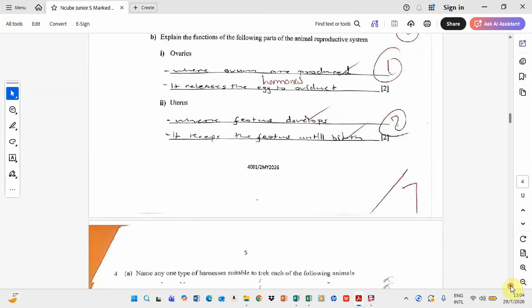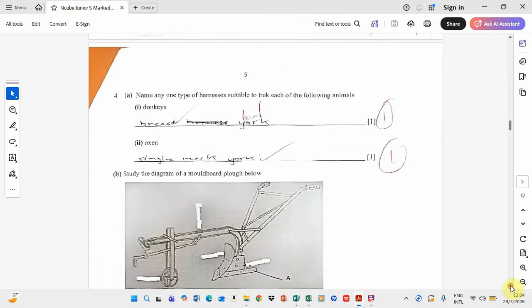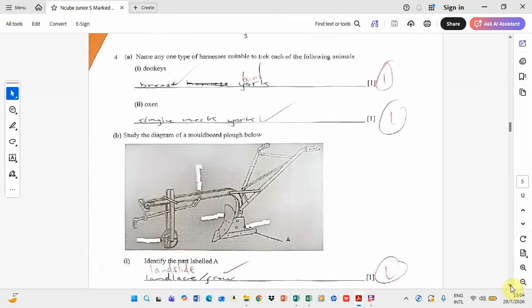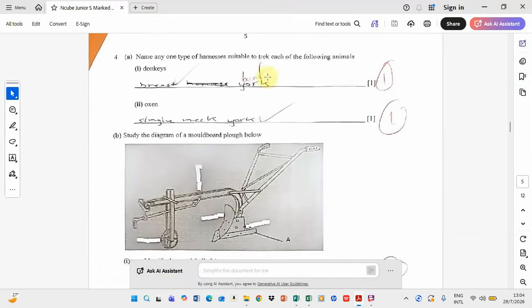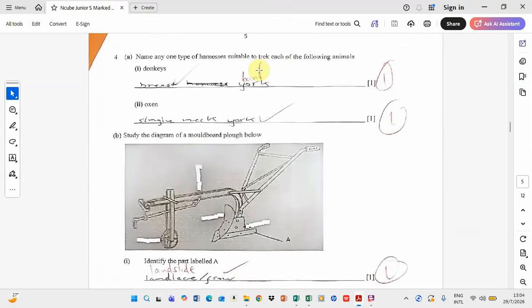And then let's move on. Name any one type of harness suitable to track each of the following animals. For donkeys, we use what we call a breast band, because they have a lot of power in the breast. So breast band is the best suited for donkeys. Then for oxen, we use yokes, single neck yoke or double neck yoke. That's the one which is suitable for the ox.